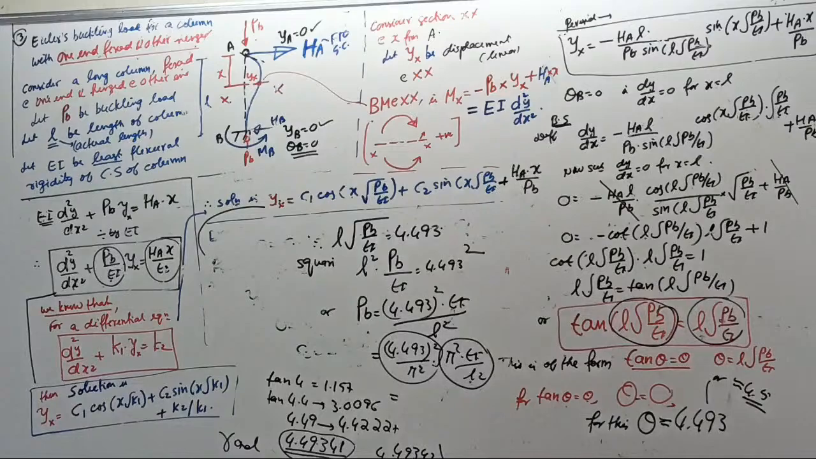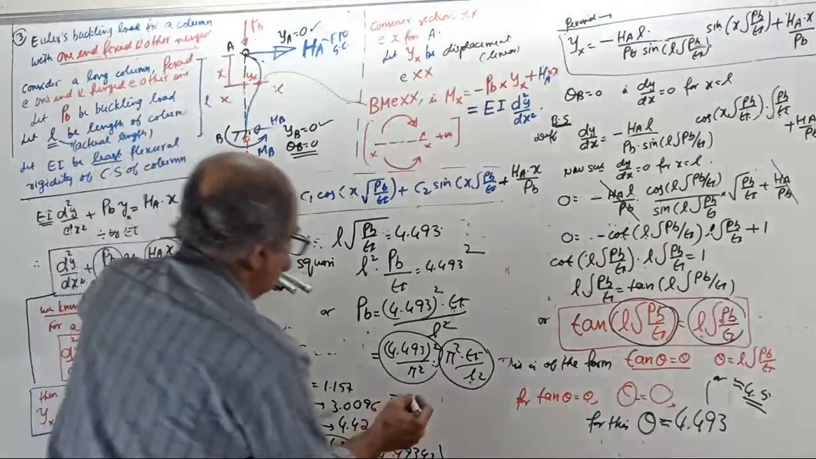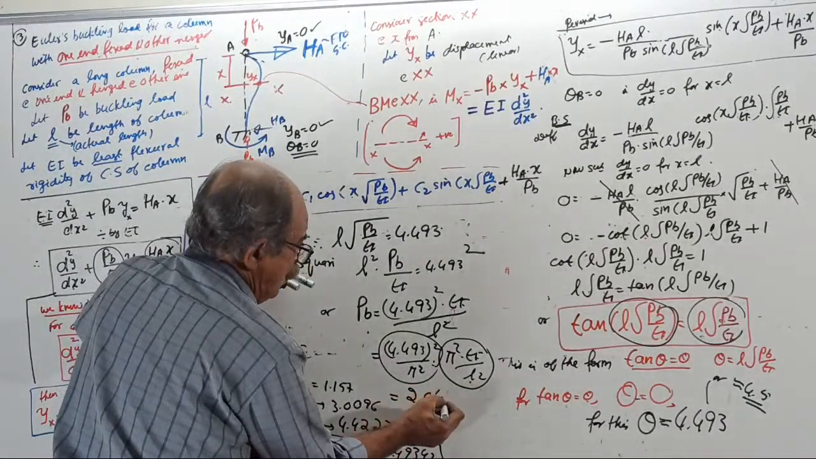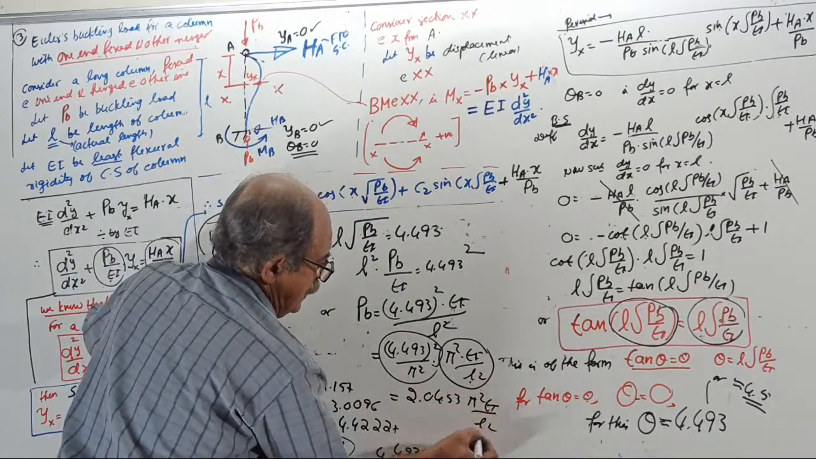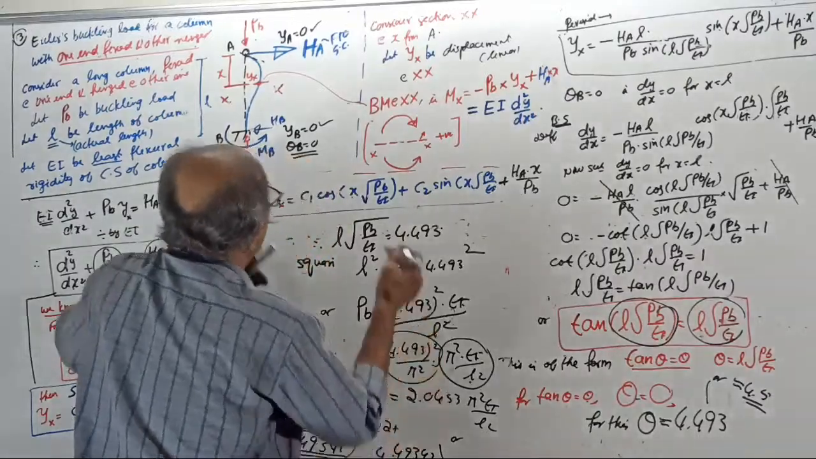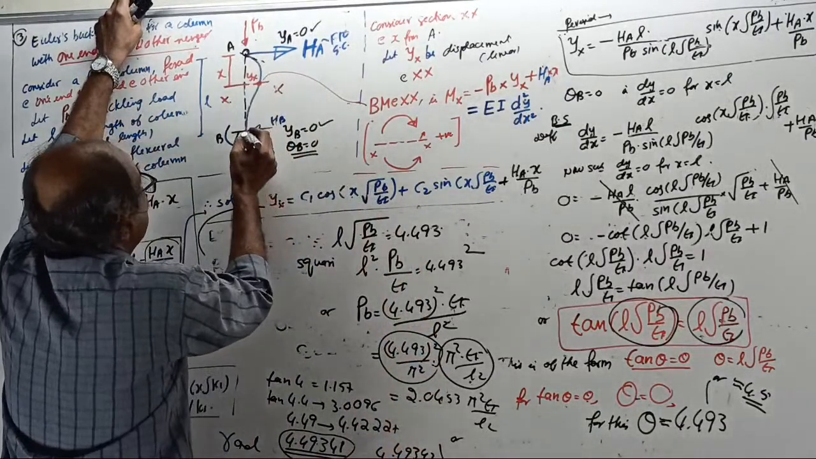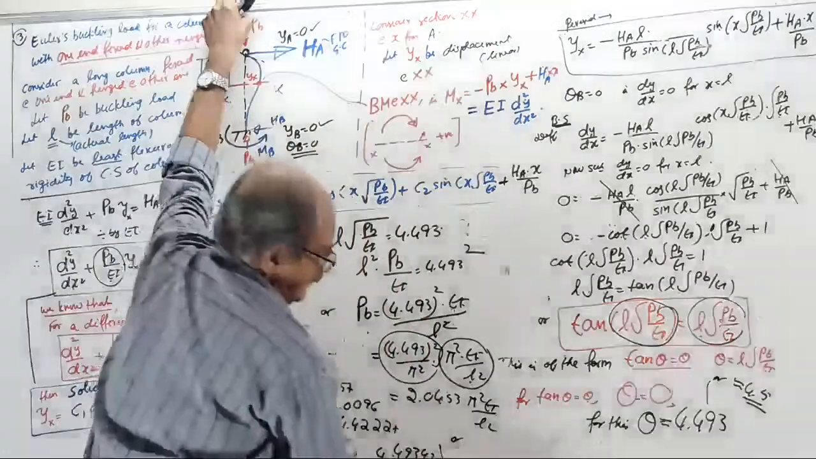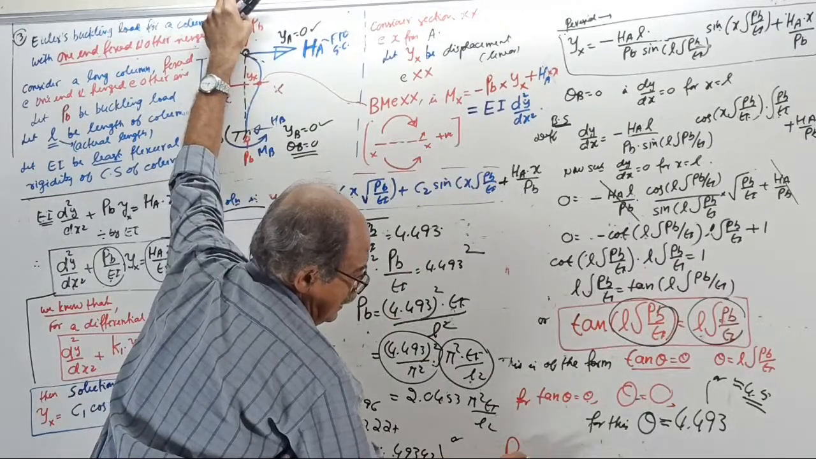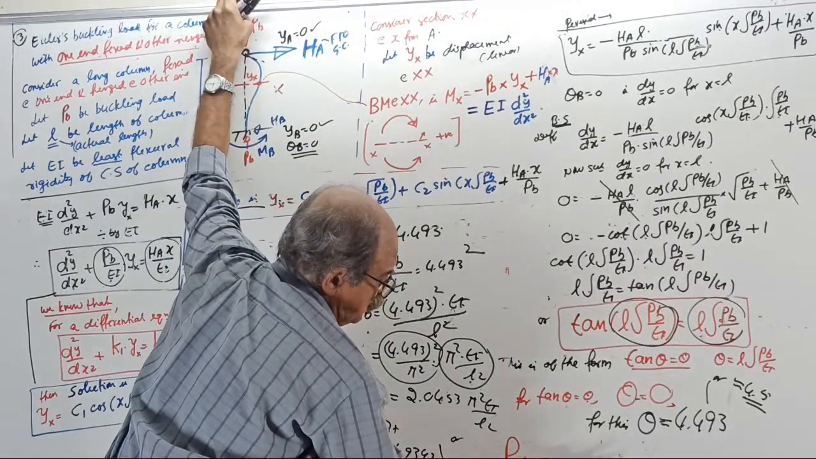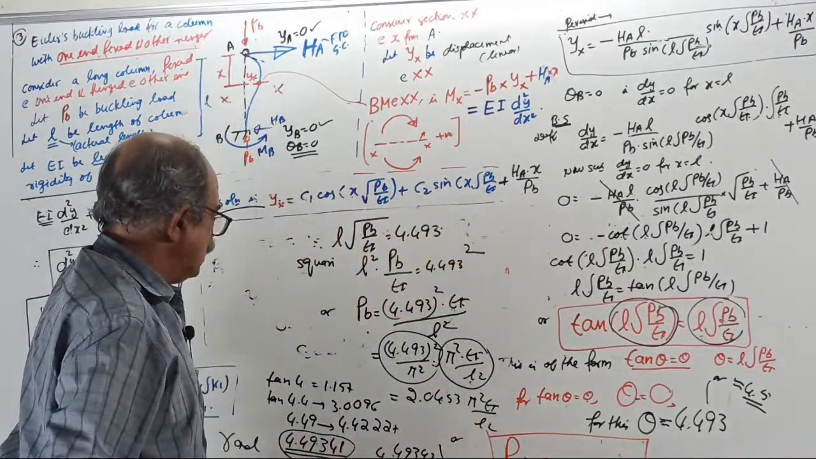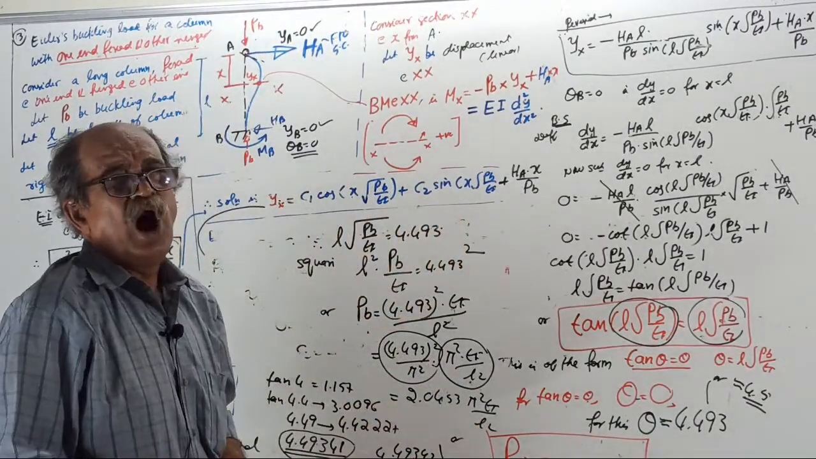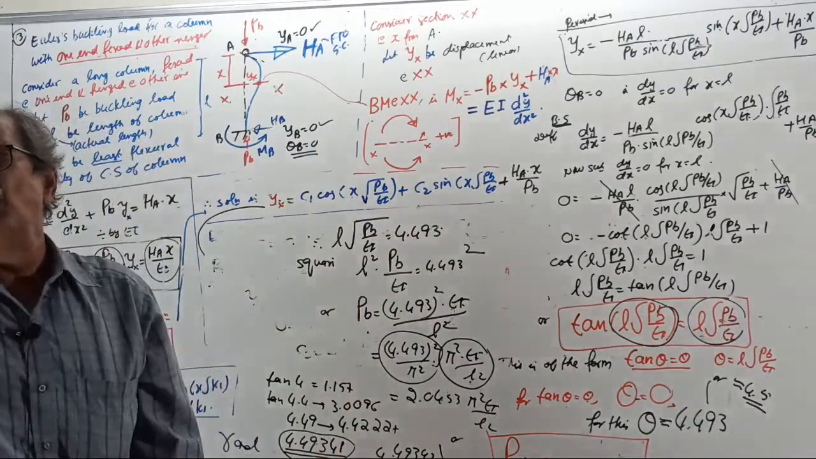The answer is 2.0453. So P_B equals 2.0453 pi square EI by L square. Or you can say, when the column is fixed at one end and hinged at the other end, the buckling load P_B is almost equal to... instead of 2.0453, people round up to how much?